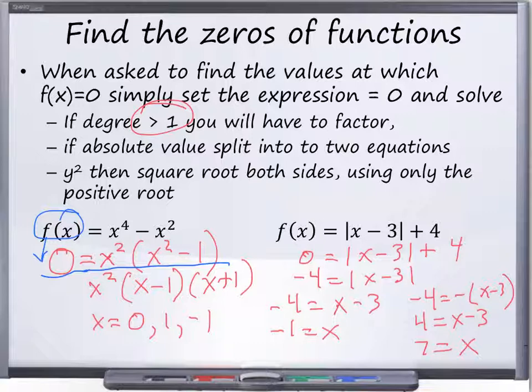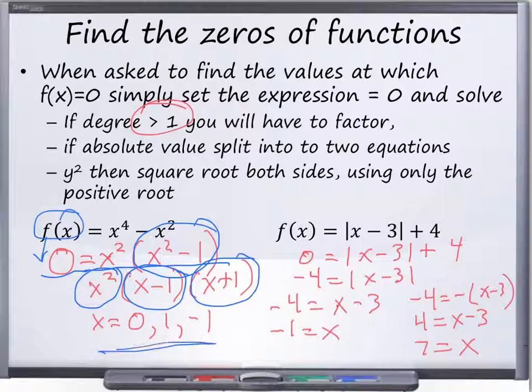Well, I noticed that this factor here can continue to be factored because it's a difference of squares, and it breaks into conjugates, x minus 1 and x plus 1. So now this is going to give me that x is equal to 0. This gives me two zeros, multiplicity of 2, positive 1, and negative 1. So that's my zeros for that equation. On the absolute value, we have to split absolute value apart, but we have to isolate that absolute value before we do that. Plug in the 0.